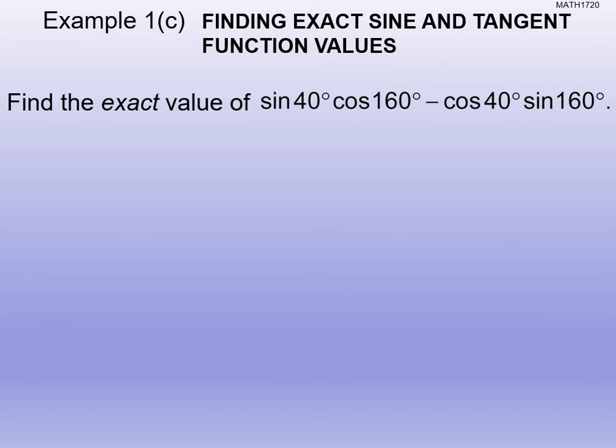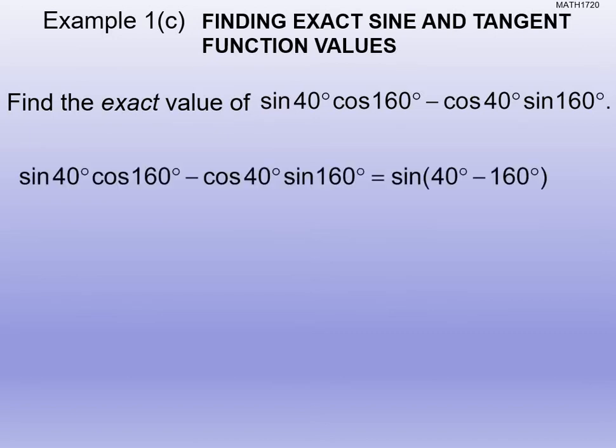We can see that angle A has got to be 40 and angle B has to be 160. So we can rewrite that using the sine difference identity. That turns us into sine of 40 minus 160. That's what our argument is going to be. So we're just rewriting that using the sine difference identity. Make sure that you see how we're doing that on your trig identity sheet. Angle A is 40, angle B is represented by 160. So now we have 40 minus 160.